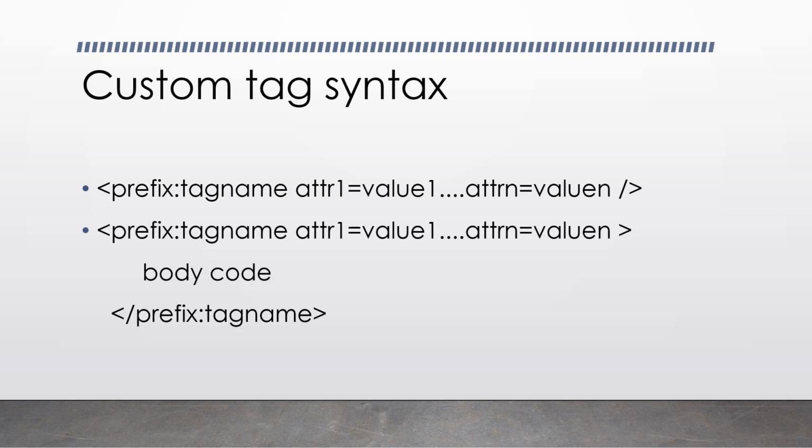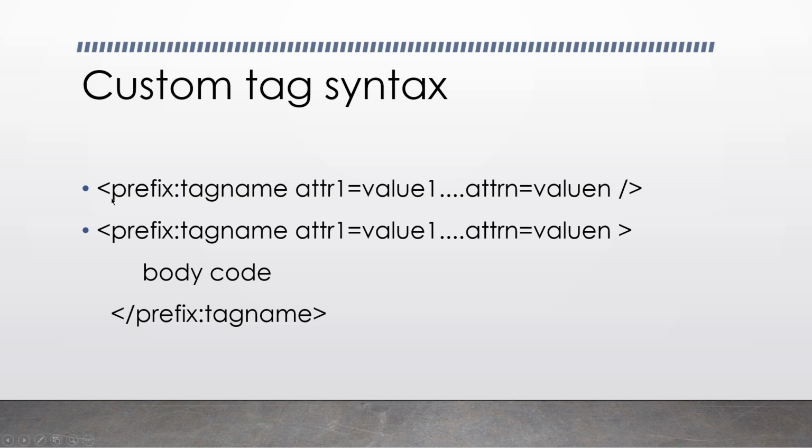Custom tag syntax. First it gives a prefix, same as the standard tags or the JSP action tags. So we have to mention the prefix, the tag name, and some main attributes. This is one of the ways that we can show the syntax of the custom tag. Another one is containing a body. This is a self-closing tag. This is containing a body with a separate closing tag.